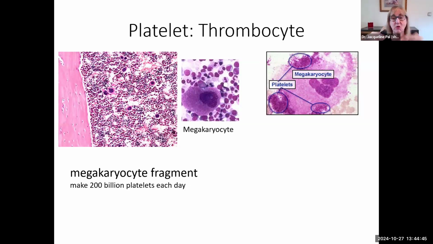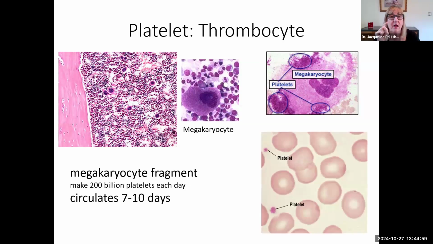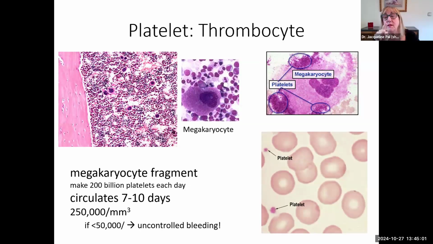All right, so how does that translate to how many are going to be in that little 1 cubic millimeter? So remember, we had 5 million red blood cells and we had 5 to 10,000 white blood cells. Well, we're going to have 250,000 platelets, okay? And so these are the tiny little cell fragments, and each platelet will circulate for about 7 to 10 days only, and then they are replaced.